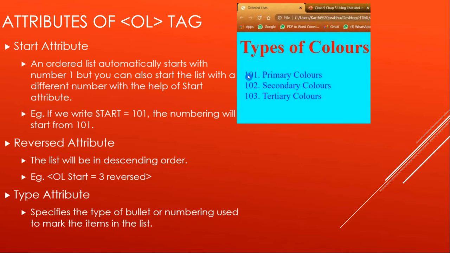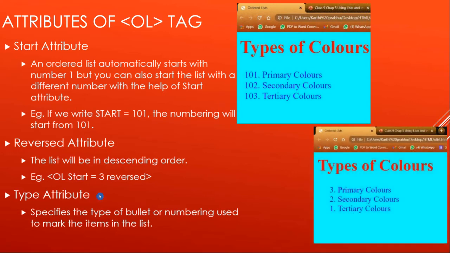Then the result, the example for reversed attribute. I gave here as 3. So my list is starting with 3, 2 and then 1. Whichever is the highest number of your list, you can start with that and you can just give reversed. Next let us go to type attributes.